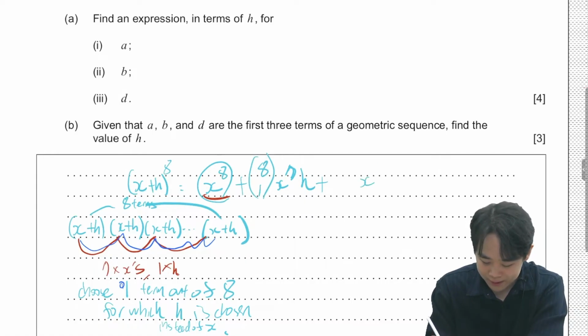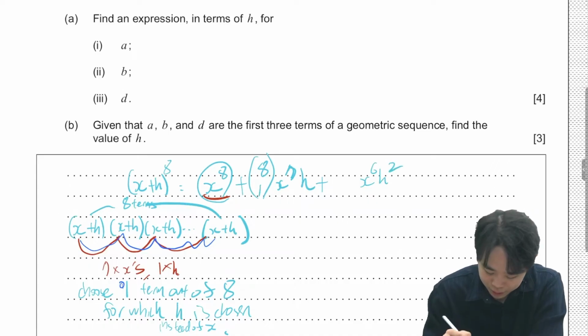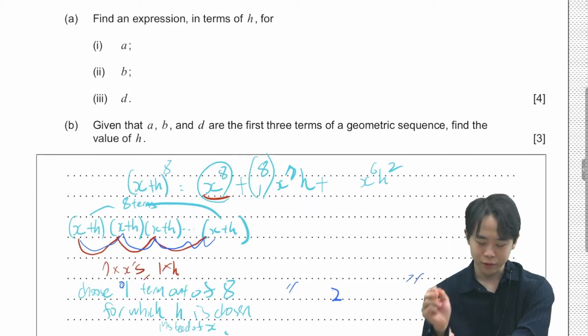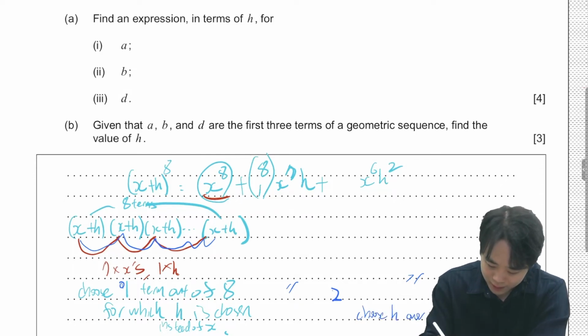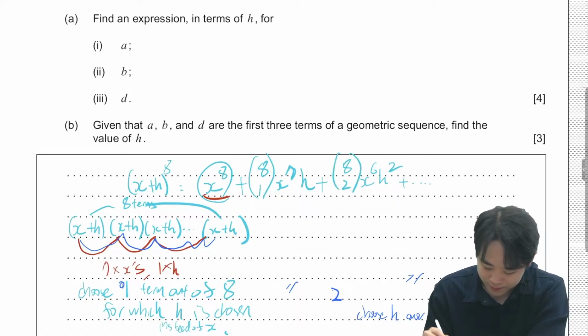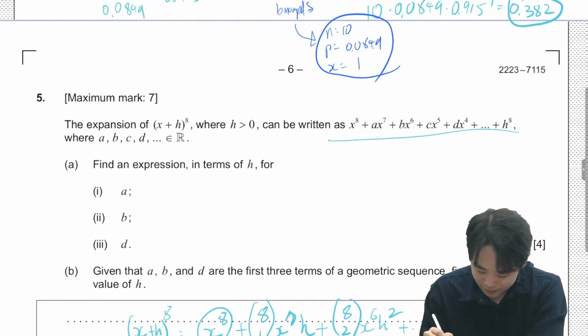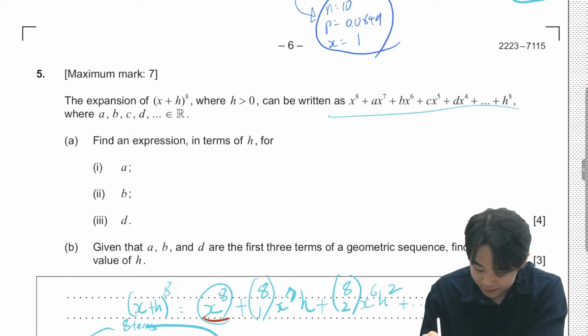Next, we have x to the 6 h squared. We choose the same thing, but 2 terms out of 8. For 2 out of 8 terms, we choose h over x. So that's why we would have 8 choose 2 here. And we would keep on writing this. So that gives us a, b, c, and d.